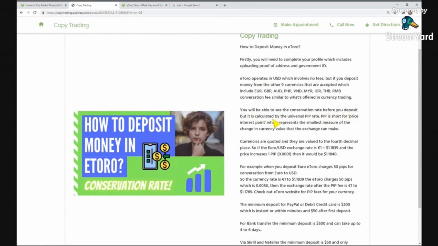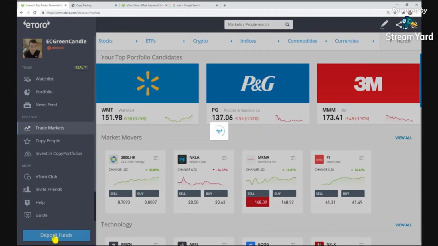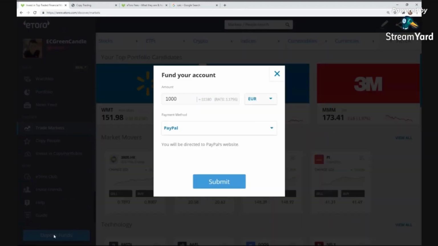Okay, but it's calculated by a PIP rate. Okay, so PIP is short for price interest point. I'm going to go through this now in a second. I'll just show you on eToro. When you go to deposits, you'll see the deposit rate here.